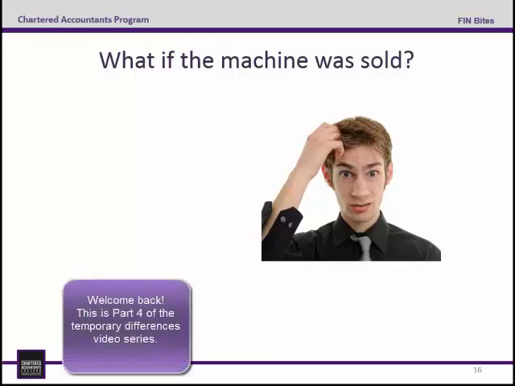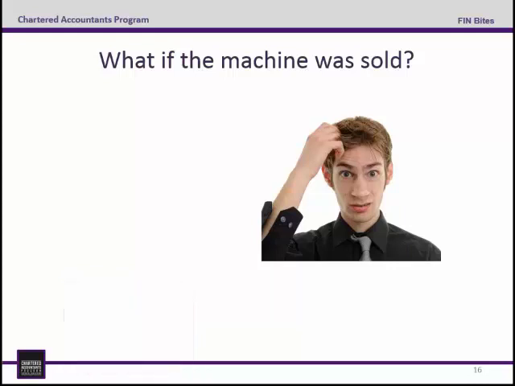To take you through a bit of a what if situation now, because it's fine to think about an asset being held for 7 years. But what if we actually sold the machine before the end of the 7 years? So what happens from a tax effect viewpoint when the asset that gave rise to the temporary difference is removed from both your accounting records and also from your tax records?